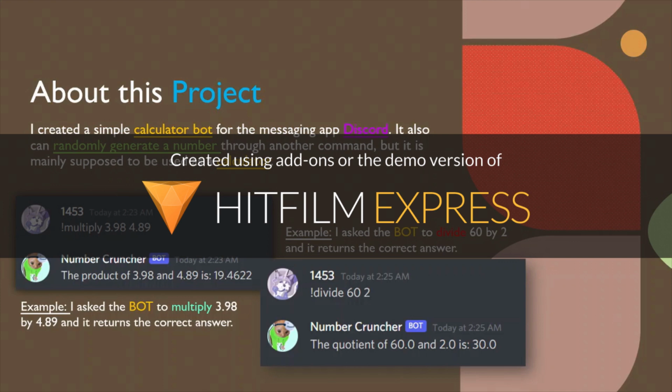Basically, its main purpose is to be a little calculator, right? So the first number here will be the number that you're going to start with, and then the second one is the one that you're multiplying it by, for example. So it'd be taking 3.98 and multiplying it by 4.89. Or for my divide example, it's taking 60 and dividing it by 2. So that's basically it.